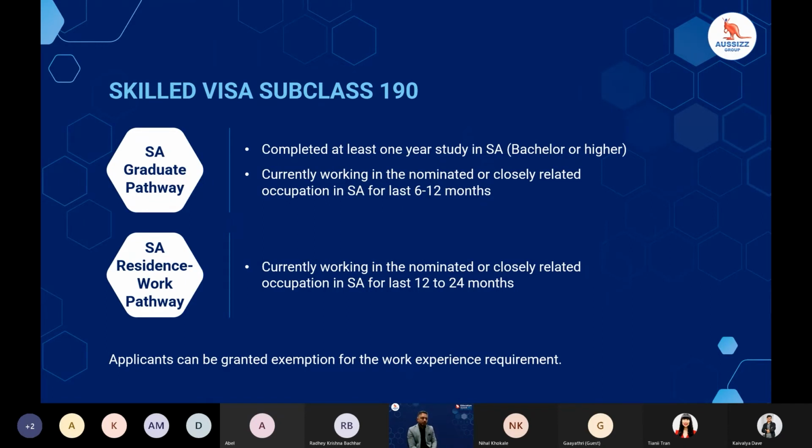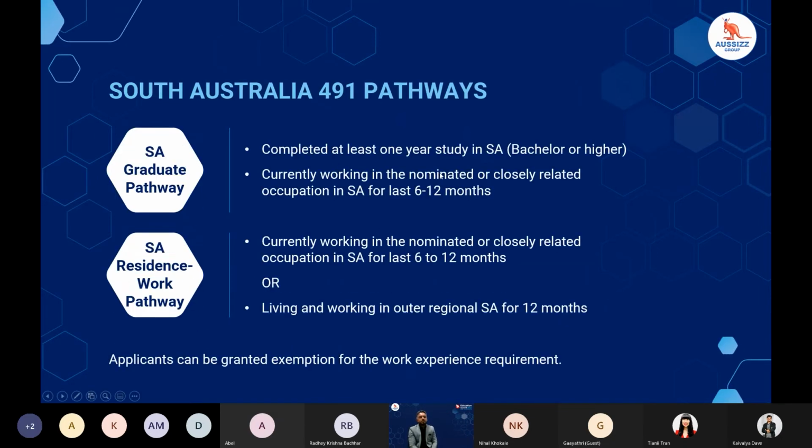And for 190, if you're working outside Adelaide, which is outer South Australia, you have to work 6 months. But if you're working in Adelaide, you have to work for 12 months in the South Australian graduate pathway. For 491, again, there is the South Australian graduate pathway and the currently working in South Australia pathway. There are two options. If you've completed 1 year of study in South Australia, again your occupation has to be on the list and you have to work a minimum of 6 to 12 months. Again, depending on the occupation, the criteria will change.